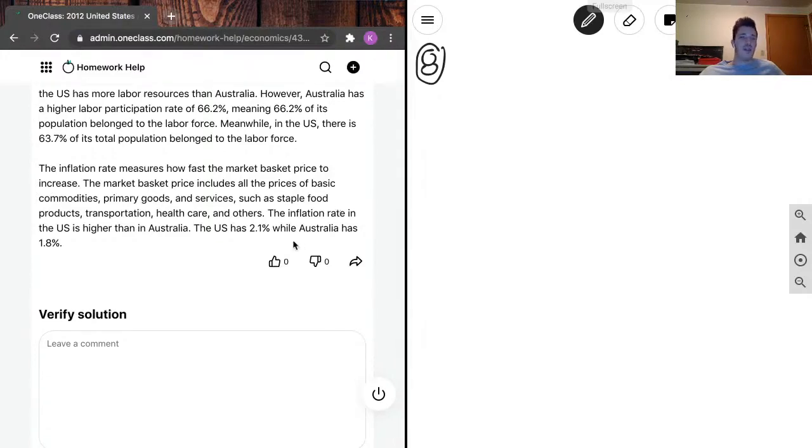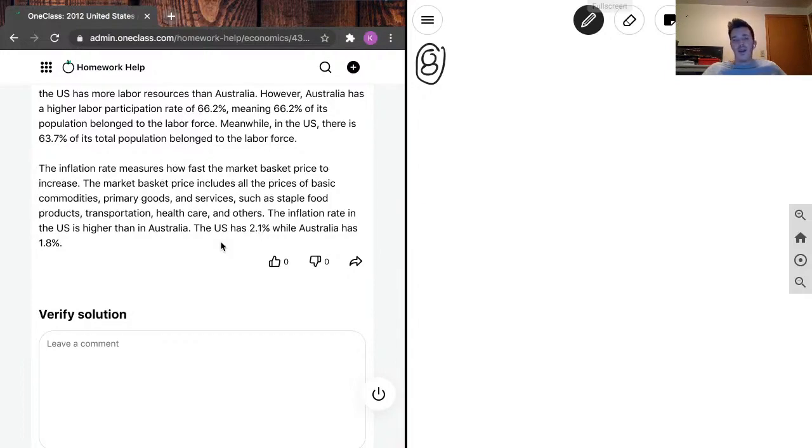The inflation rate measures how fast the market basket price is increasing. Market basket price includes all the prices of basic commodities, primary goods, and services, such as staple food products, transportation, healthcare, and others. The inflation rate in the US is higher than Australia. The US has 2.1%, while Australia has 1.8%.